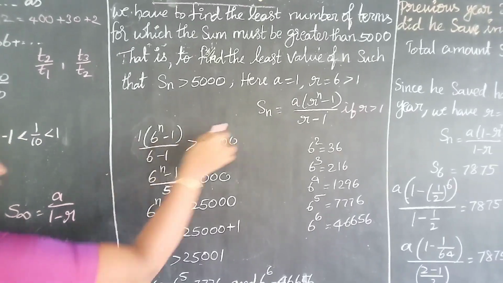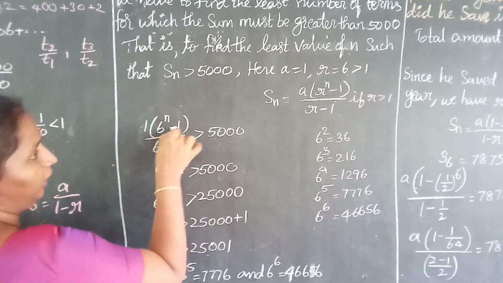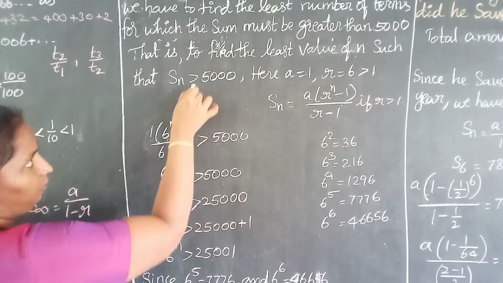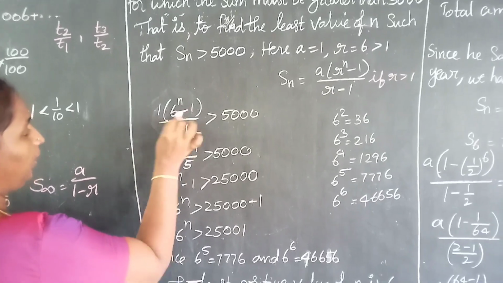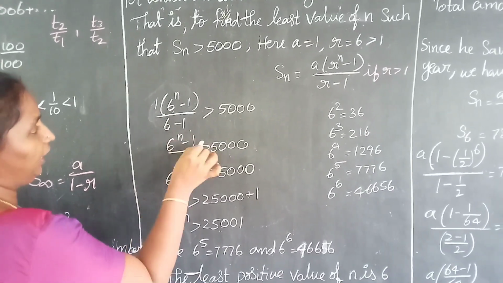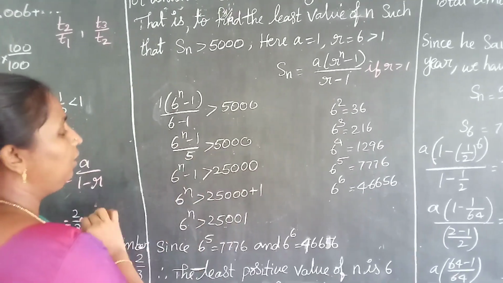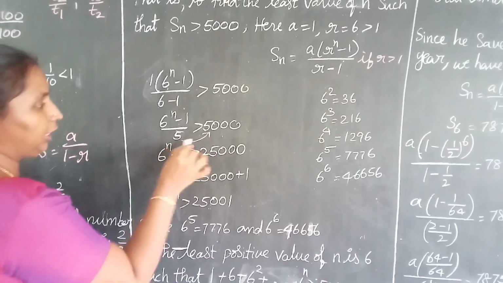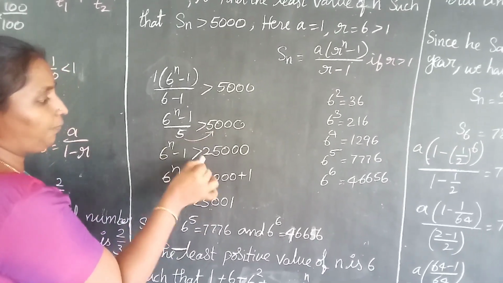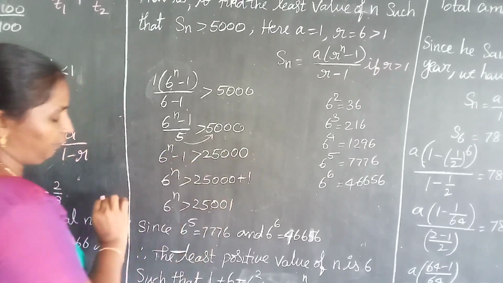Okay, now substitute in this. A is 1, R is 6, so 6 power n minus 1 by 6 minus 1 should be greater than 5000. Now multiply with 1, and I will get the same. 6 power n minus 1 by 6 minus 1, which is 5, greater than 5000. So send this 5 to the RHS side, it becomes into 5. 5000 into 5 will get 25,000. So 6 power n minus 1 is greater than 25,000.